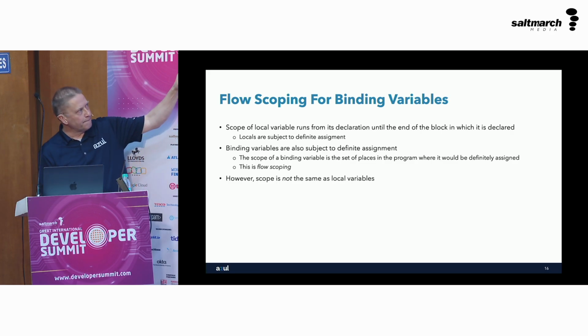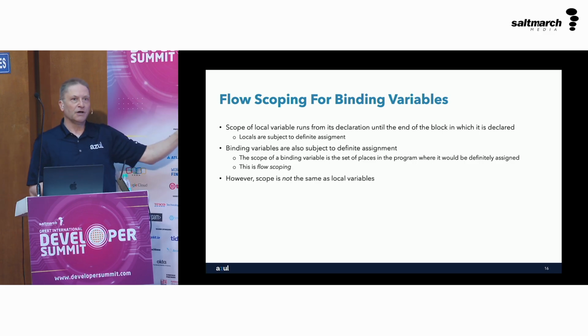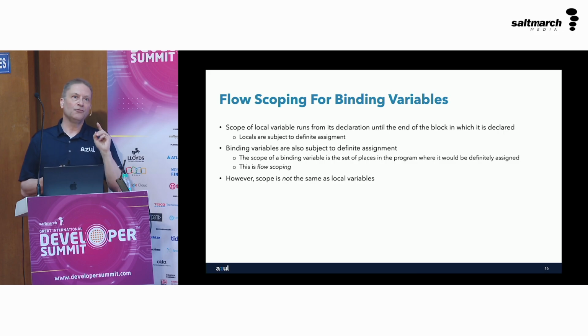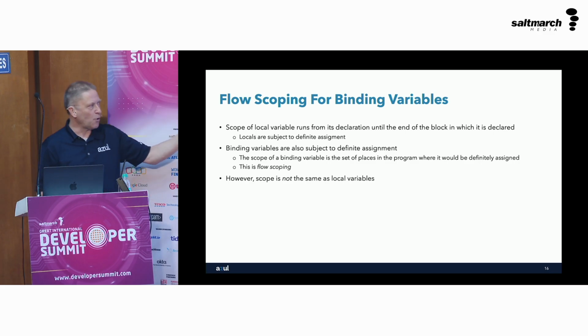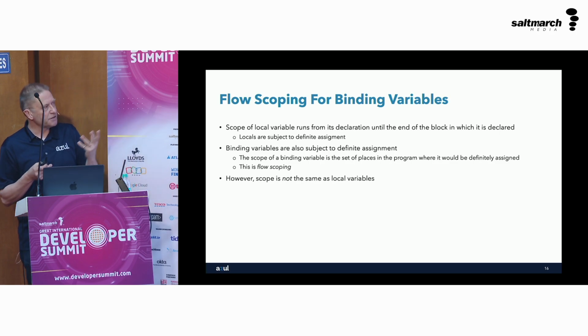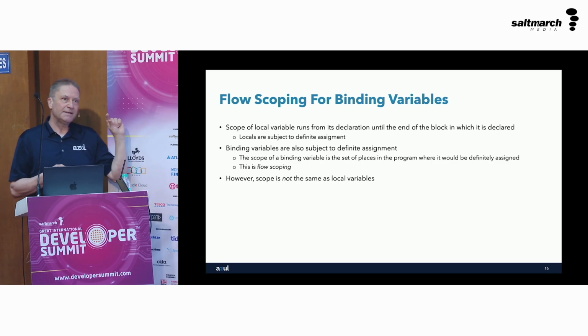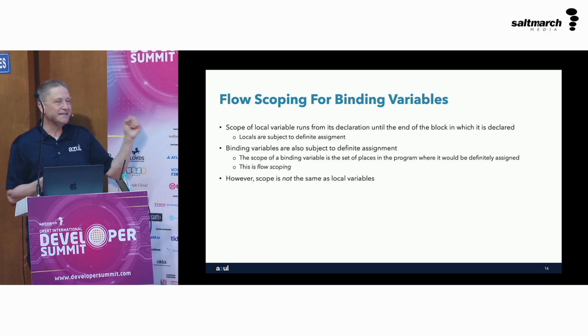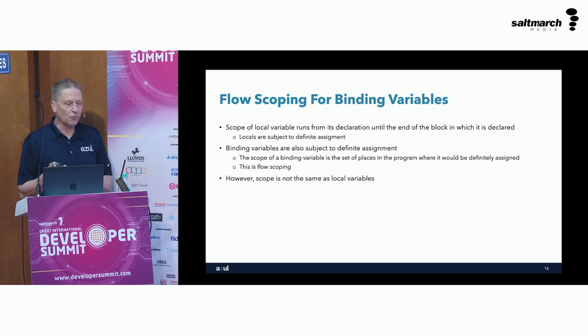There is no default value as there is with instance fields. Now, when we look at the binding variables, which are the pattern variables, they also have scope, but their scope is where they're subject to definite assignment. Where they will have a value is where you can use them, which is kind of logical, but that's the way it works. So it uses flow scoping. So only where they're valid is where you can use them. But it means that the scoping of pattern variables or binding variables is different to the scoping of local variables.